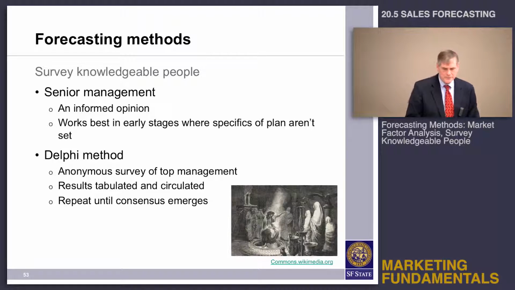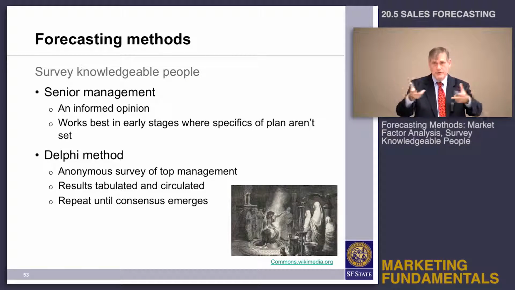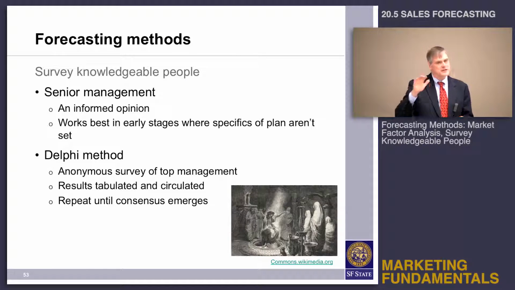The Delphi method is just fun to talk about. And this is where you would survey senior management as to what you think sales are going to be for the next year. And then you tabulate the results and you say, this is what people said. The high was $1 million, the low was 100,000, and then you do another round. And you just kind of keep doing that, and you'll end up finding a consensus.